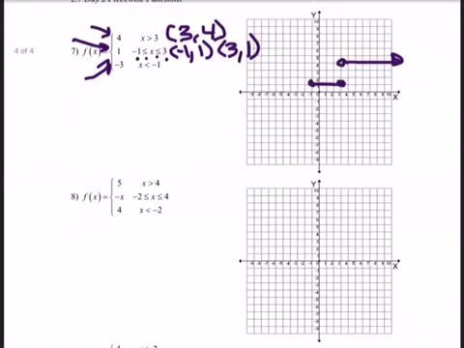And last but not least, if I plug in negative 1, I get out negative 3. It'll be open because it's strictly less than, and all the values less than that are going to be on that horizontal line.